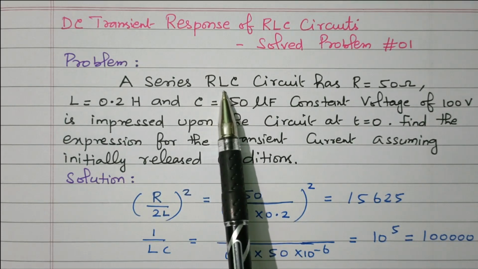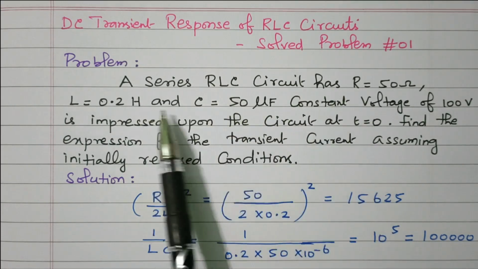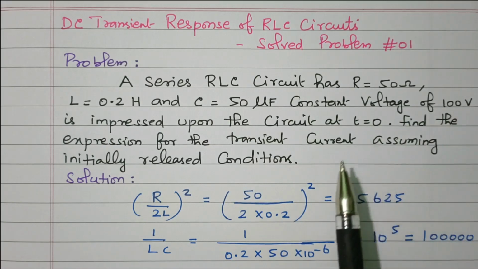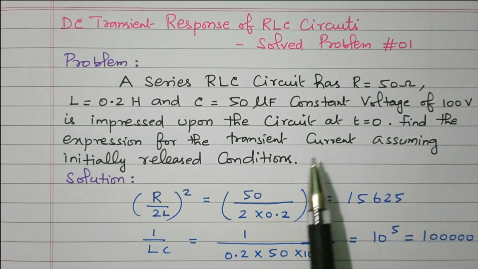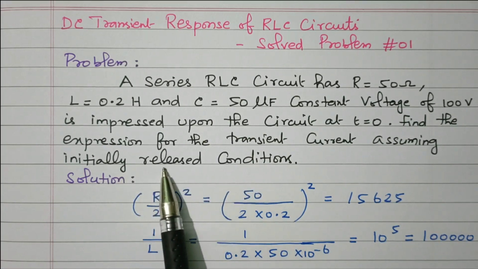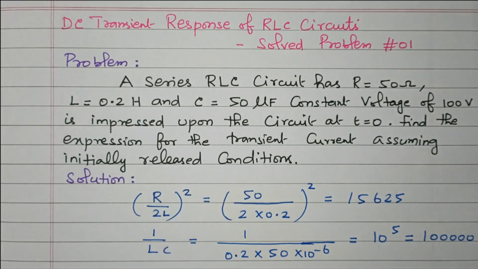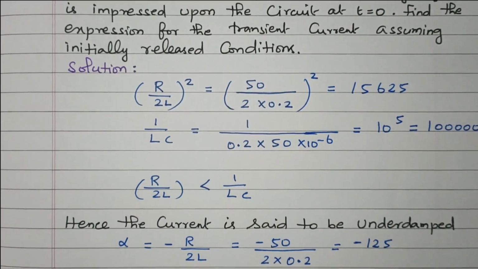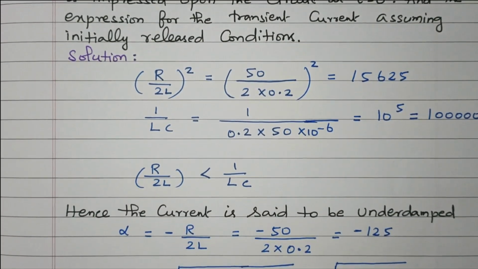So series RLC circuit is there, RLC values are given, applied voltage is 100 at t equal to 0. We need to find the transient current. The initial conditions are 0, released condition, so there is no initial storage. Now first we need to identify what type of circuit this is, whether the current is under damped or over damped.